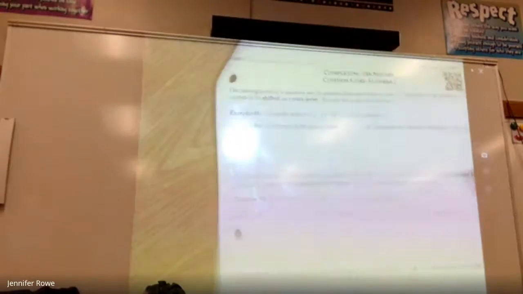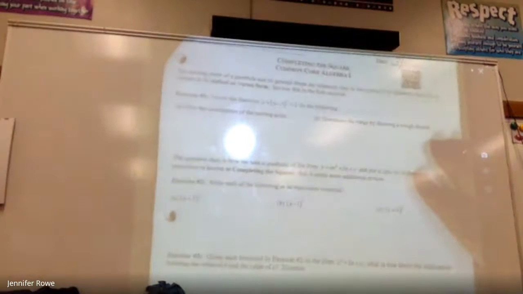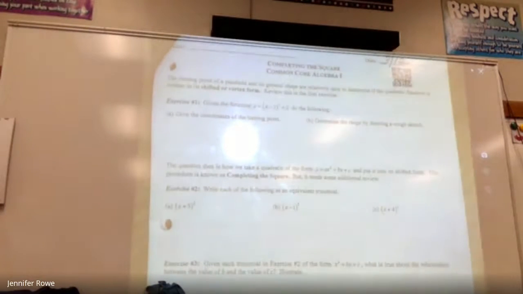yeah. Okay. So, completing the square. The turning point of a parabola and its general shape are relatively easy to determine if the quadratic function is written in its shifted or vertex form. Review this in the first exercise. Okay, so this is what we did yesterday. What are the coordinates of the turning point?